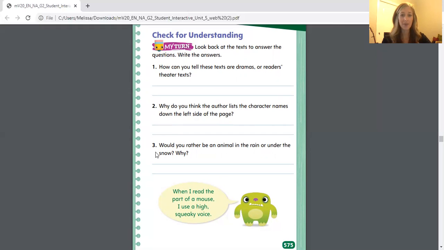It says, would you rather be an animal in the rain or under the snow? Why? So this is your opinion, and tell me why. So that's 2 complete sentences. Your first sentence should be, I would rather be an animal in the rain, or I would rather be an animal under the snow. And then your next sentence needs to tell me why.